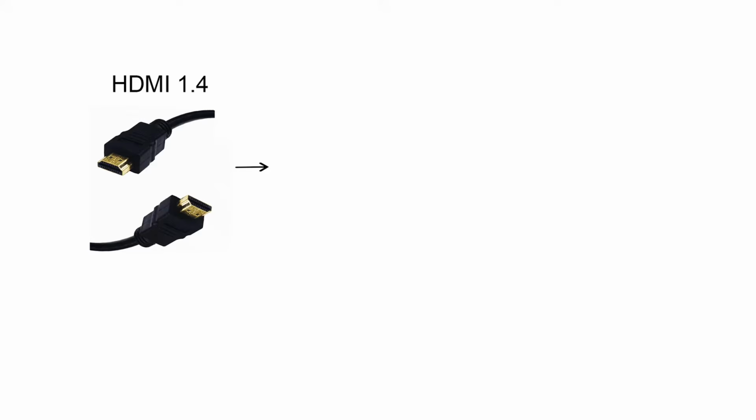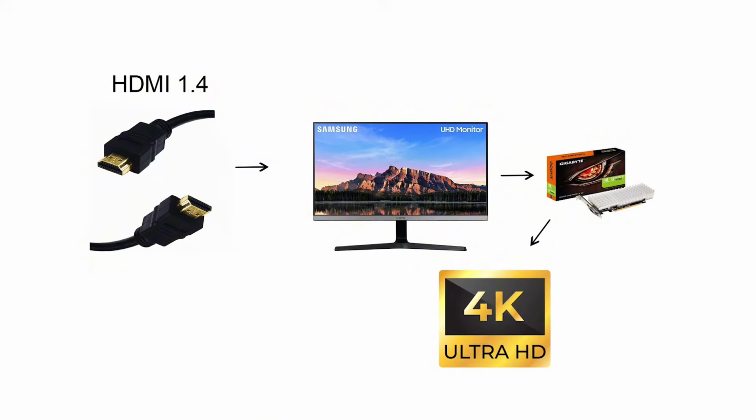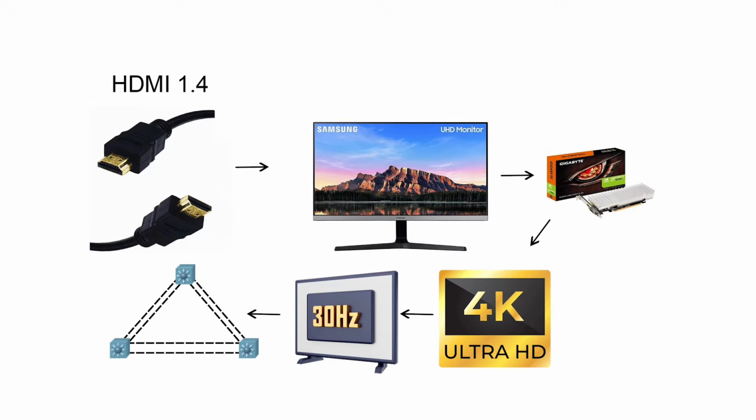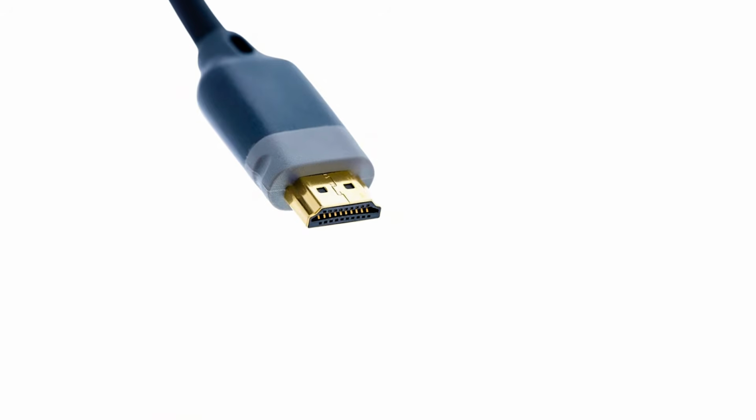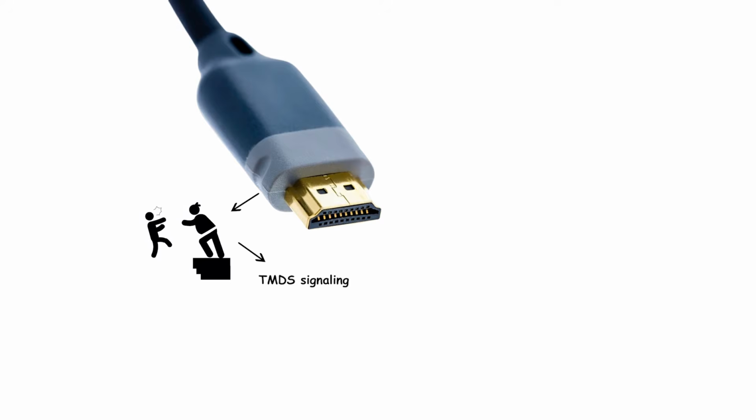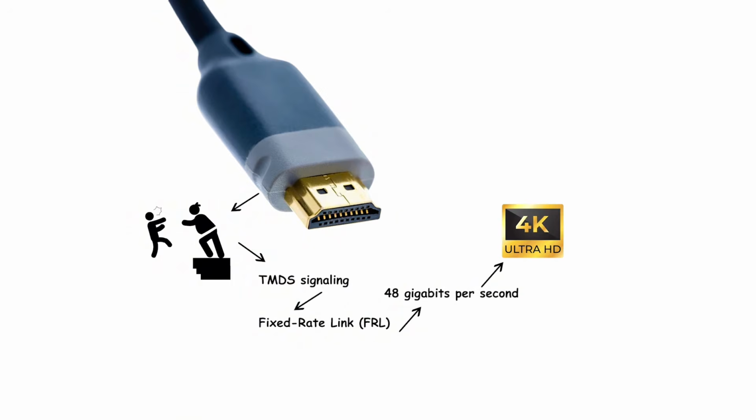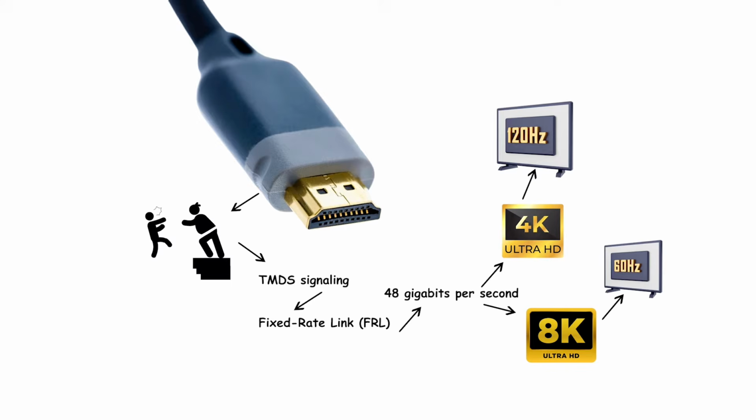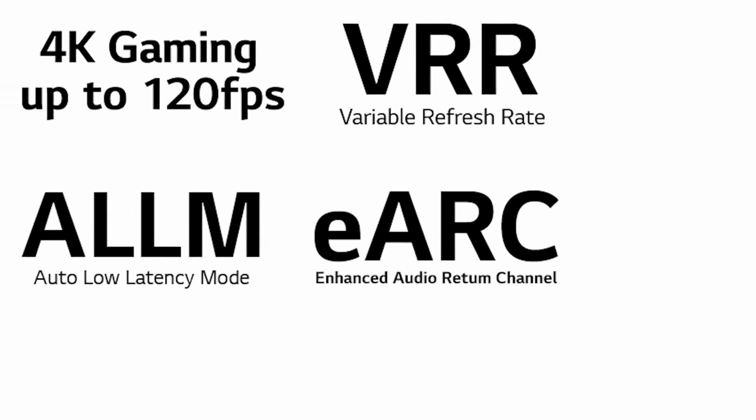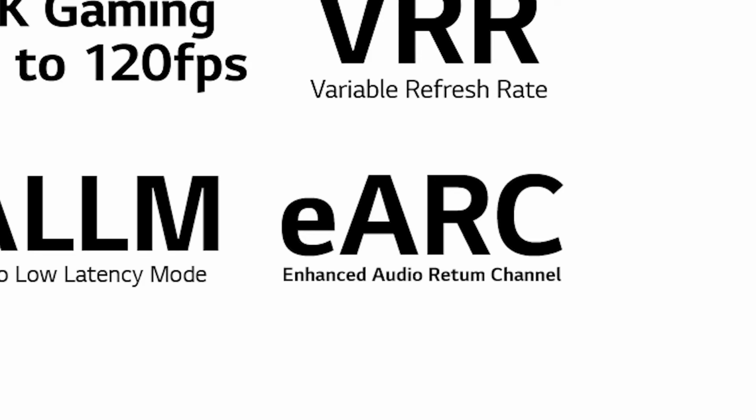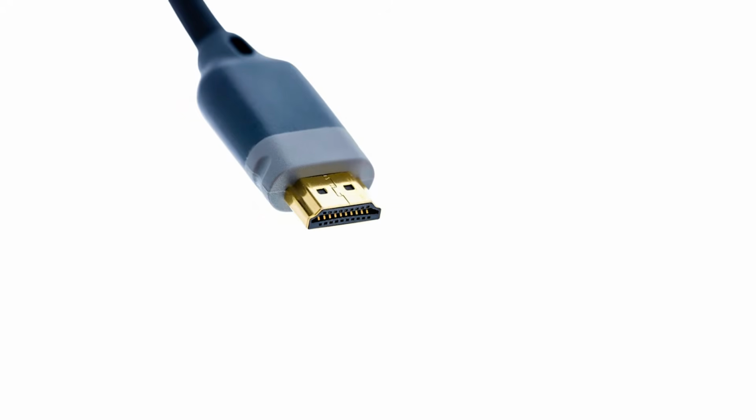From HDMI 1.4, TVs and GPUs gained 4K at 30 Hz, and that optional Ethernet channel. HDMI 2.0 raised 4K to 60 Hz. HDMI 2.1 moved beyond the old TMDS signaling to fixed-rate link (FRL) up to 48 gigabits per second, enabling 4K at 120 Hz and 8K at 60 Hz, plus gaming features like variable refresh rate (VRR), auto low latency mode (ALLM), and enhanced ARC for lossless audio to a soundbar or AVR. Not every device implements every 2.1 feature. Cable and device support must match.